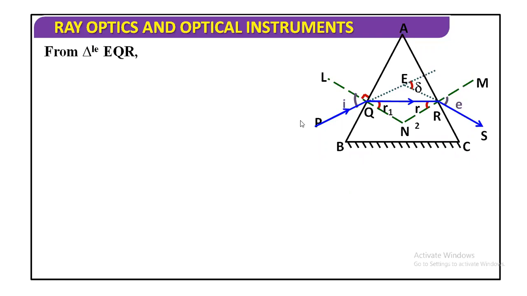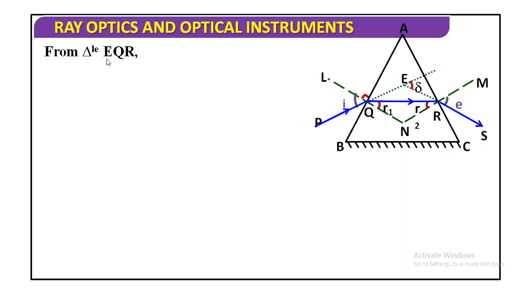Okay, so let me go further. Now, in this topic, our target is to make a relation between angle of prism A, delta, angle of incidence I, angle of refraction R1, angle of refraction R2, and angle of emergence. So basically our target is to make a relation between all these angles: angle of prism, angle of deviation, and the angles of incidence and refraction. So how can we make a relation between these? Let us go for that.